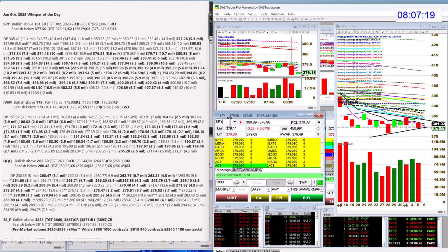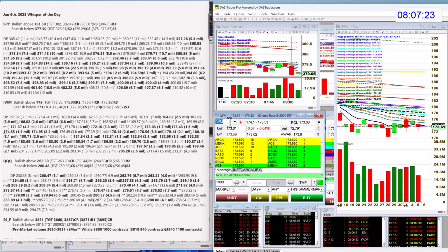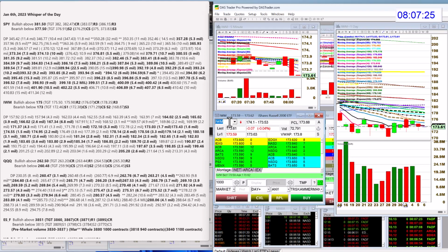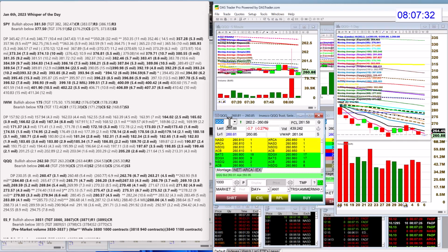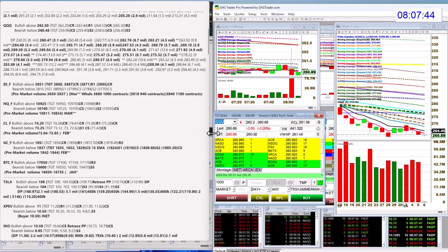Let's check out the IWM. Bullish above 175, bear below 173. And the QQQs, which happen to be the weakest of the indexes, bear below 260.48. Bullish above 262.50.